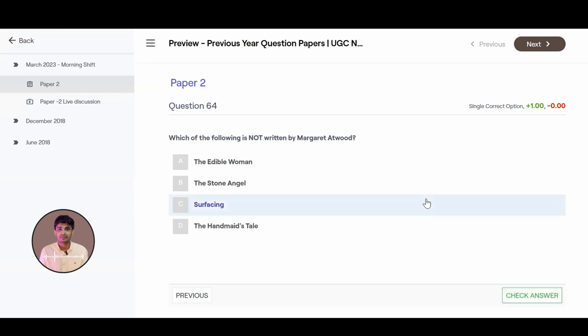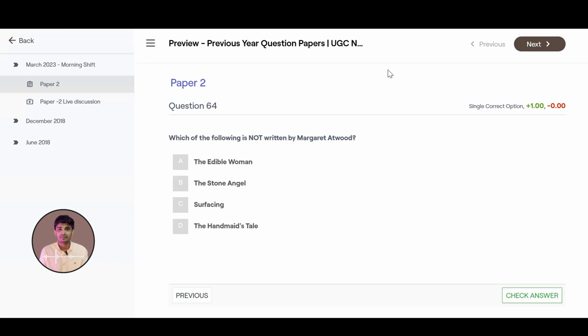Next. Which of the following is not written by Margaret Atwood? Tell me the nationality of Margaret Atwood. Type in the chat box. Tell me the nationality of Margaret Atwood. Come on. To which nation? Canadian. Margaret Atwood is a Canadian writer, or Canadian English writer. So, which among the following is not a work written by Margaret Atwood?